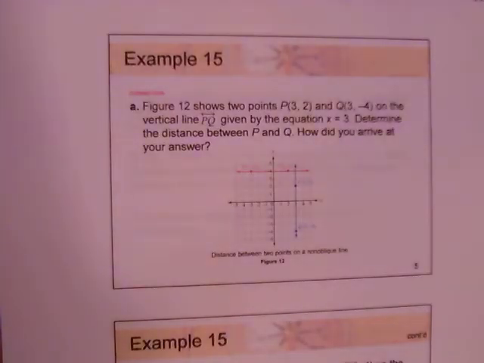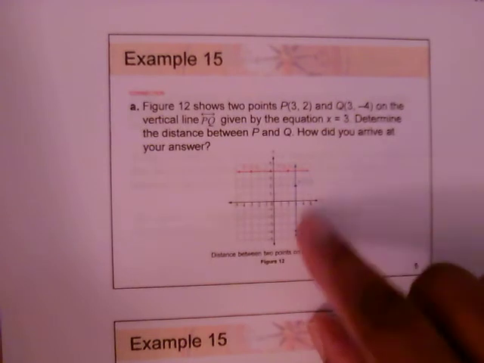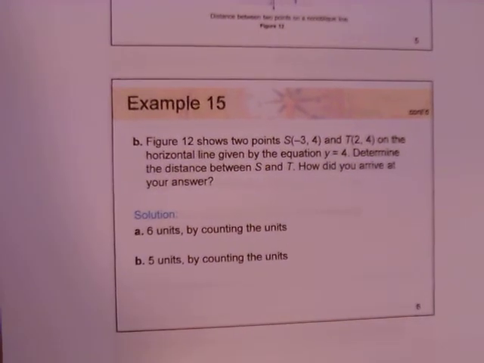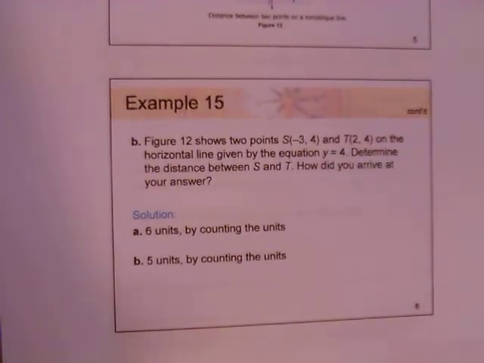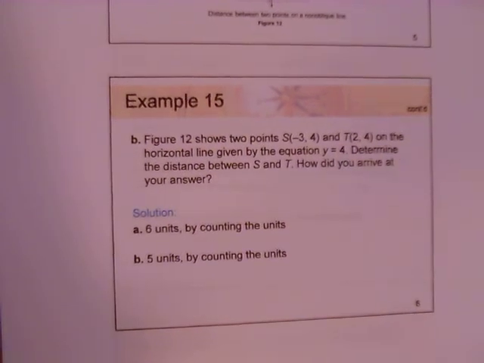In this particular example, there are 2 points where P has the ordered pair (3, 2) and Q has the ordered pair (3, -4) on the vertical line PQ, given by the equation x = 3. I want to determine the distance between P and Q. The answer to part A is 6 units, and we did that by counting the units.